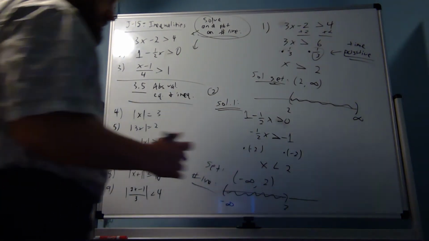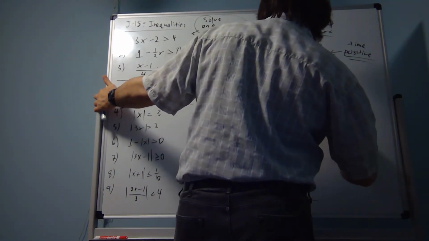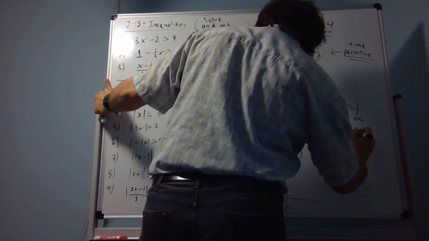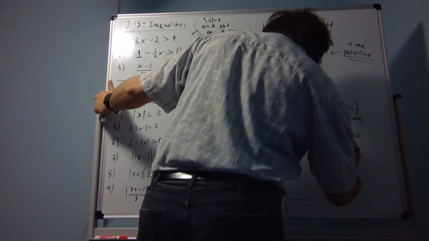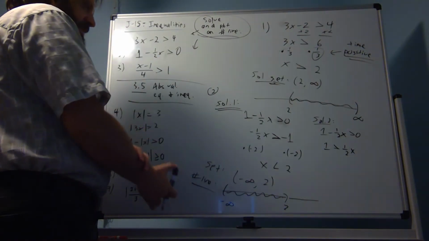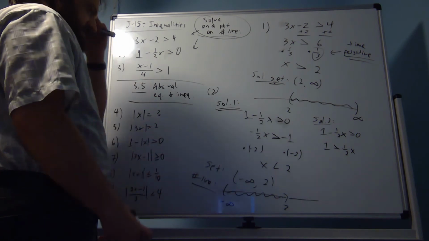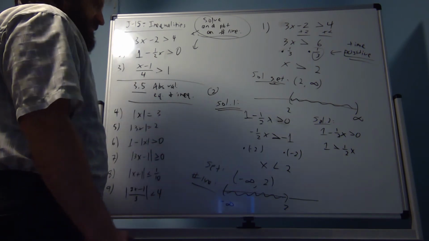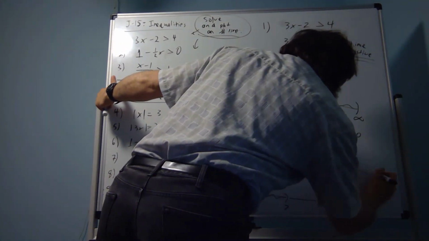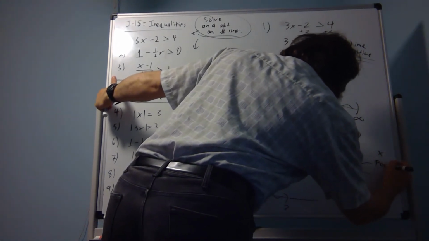Okay, so that's solution 1. Solution 2 to the same problem is, okay, we started out with 1 minus 1/2 x is greater than 0. A lot of times you can avoid multiplying by a negative by just adding whatever it is that's negative to the other side, and then you multiply by a positive number instead. So times 2. So it's times a positive.